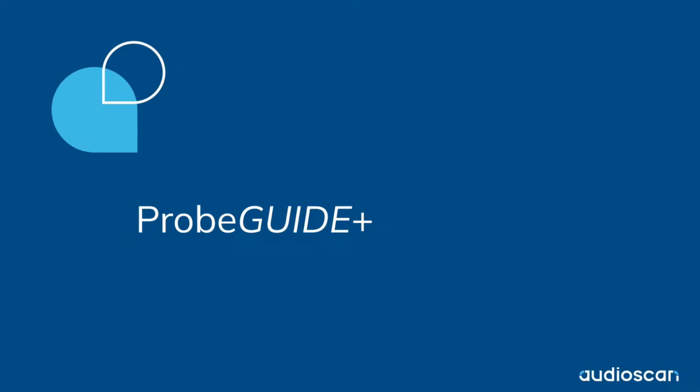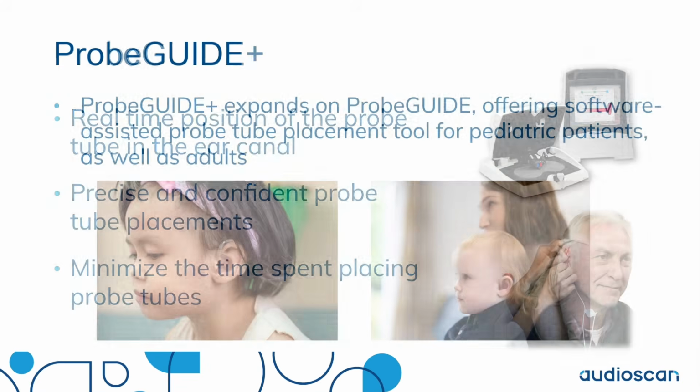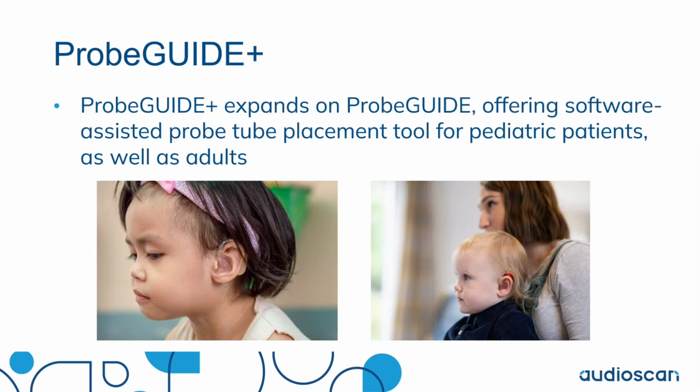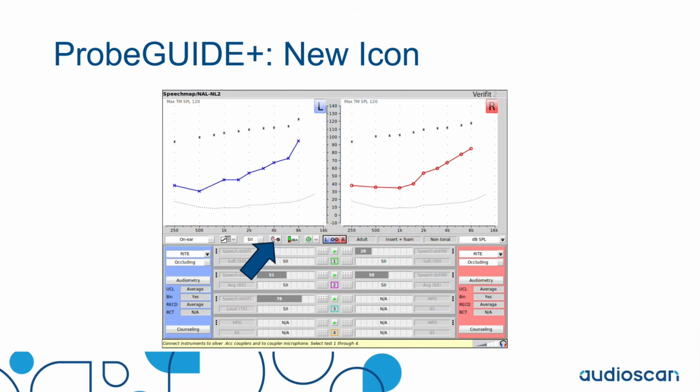Probe Guide Plus. Building on the success of Probe Guide, Probe Guide Plus expands and improves real-time software-assisted probe tube placement. Probe Guide Plus adds the ability to guide probe tube placement for young children from age 1 to age 18. This is enabled via a new specialized model for pediatric ears, based on measurement data for probe tube placements on children and optimized via machine learning. The button for opening Probe Guide Plus has a new icon and is available on all screens with on-ear measurements.